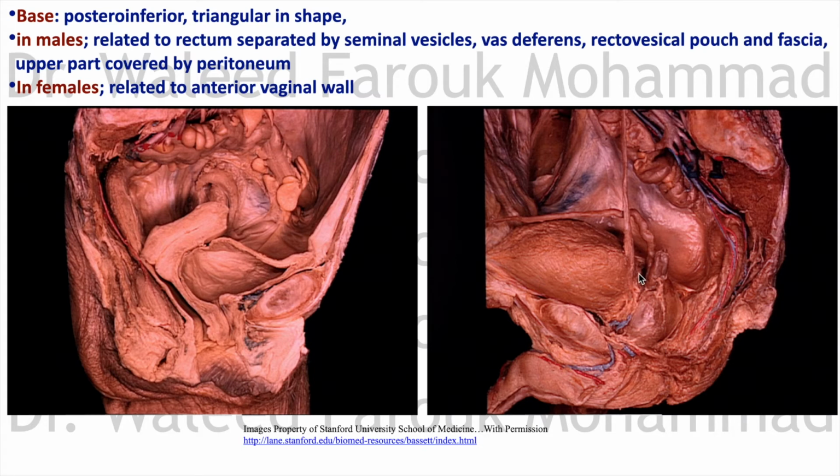In females, it's related to the anterior vaginal wall. You can see here, this is the base of the bladder, posterior surface related to the anterior vaginal wall. This is the vagina, this is the posterior wall, and this is the anterior wall of the vagina. And the urethra is embedded in the anterior wall of the vagina.